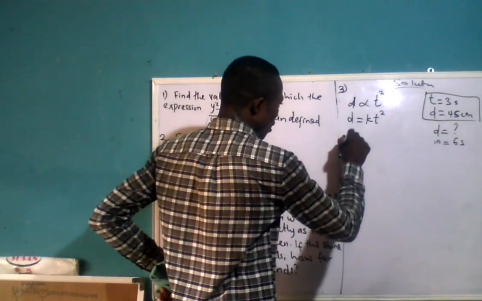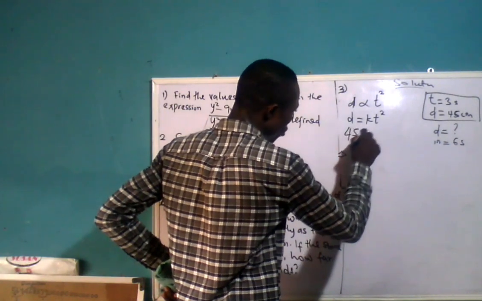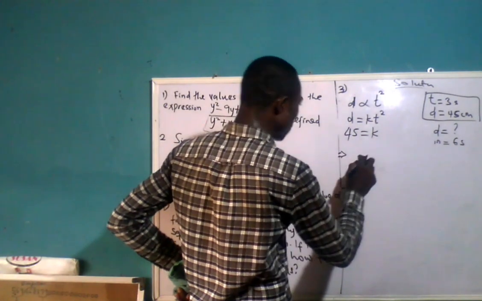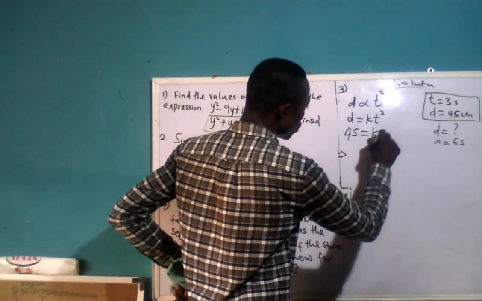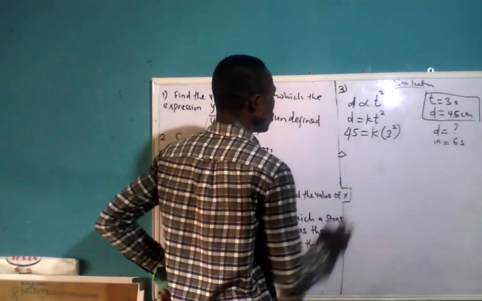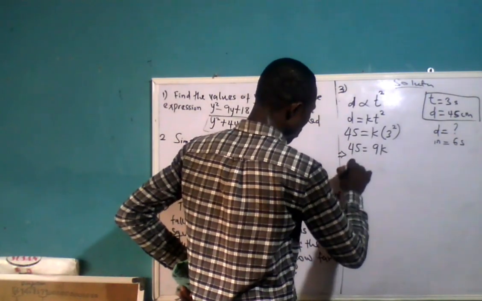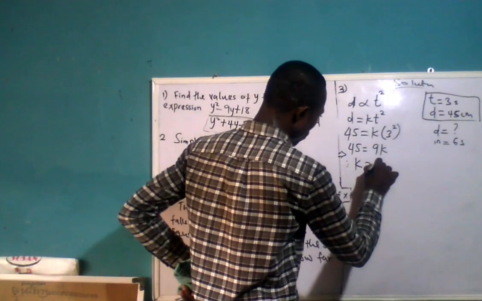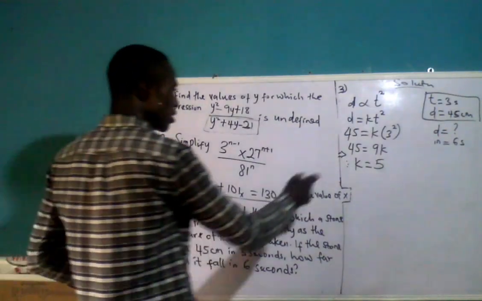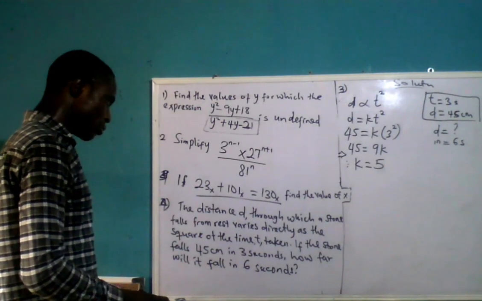so let's insert it. We are told that it takes 3 seconds for the stone to fall 45 centimeters. So you have 45 centimeters, or just put down 45, leaving the units now. 45 is equal to k, t will now be 3, so 3 squared. So you have 45 equal to 9k. Therefore, k is equal to 5. Just go straight and divide both sides by 9. So you have 45 divided by 9. You cancel 9 here, 45 divided by 9 you have 5. Okay? So no time to check that.